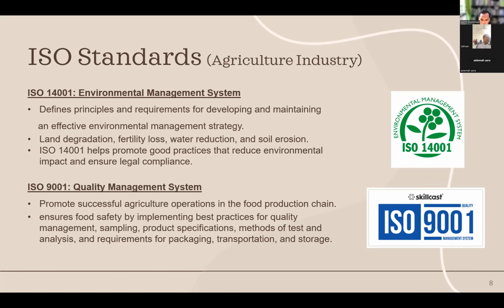Next, we have ISO 9001 for the quality management system, which is to promote successful agriculture operations in the food production chain. It ensures food safety by implementing best practice for quality management, sampling, product specification, method of test and analysis, and requirements for packaging, transportation, and storage. This is for the quality management system.